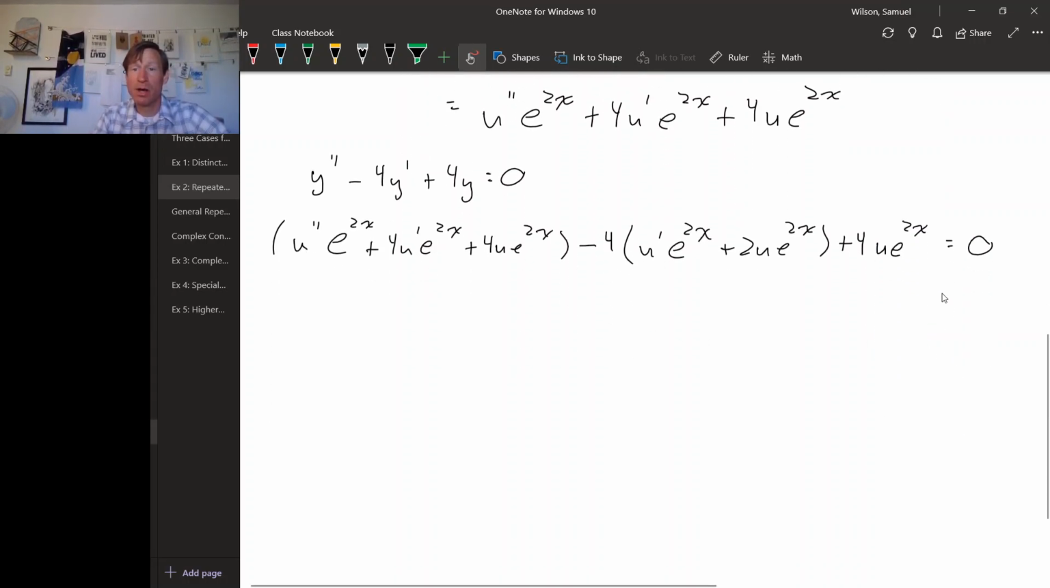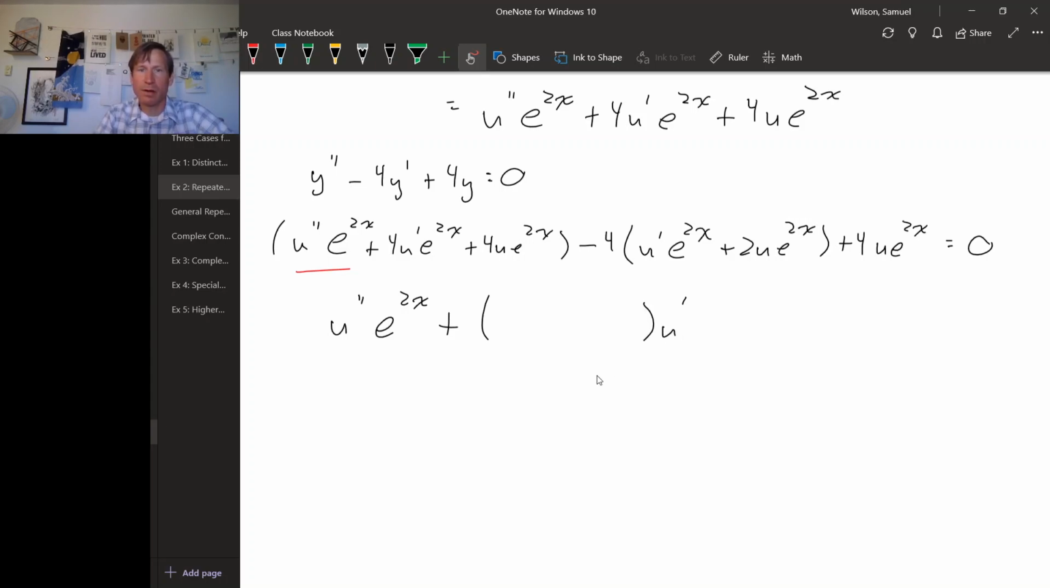Now we can gather up all of these terms according to the order of the derivative on u. For our u double prime term, there's only one: u double prime e to the 2x. Now for our u prime term, there is this one and this one. Remember, we've already factored out the u prime. So we get 4e to the 2x minus 4e to the 2x. That's nice, those happen to cancel.